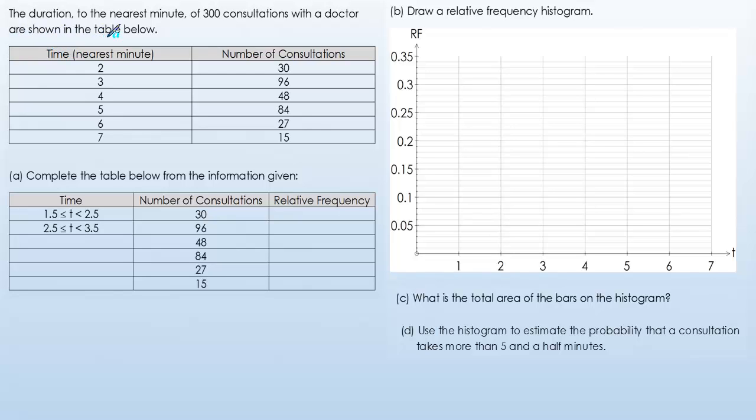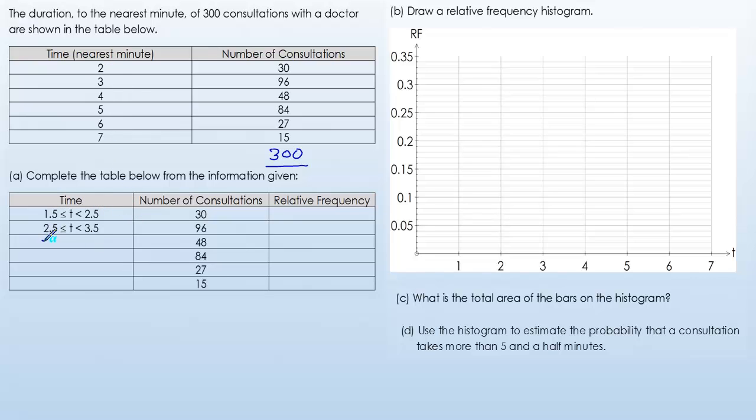The duration to the nearest minute of 300 consultations with a doctor are shown in the table below. So we know the total here is 300. Complete the table below from the information given. Well, we can see the first T, which is 2 minutes. Note these were given to the nearest minute, means the time must be between 1.5 and 2.5.